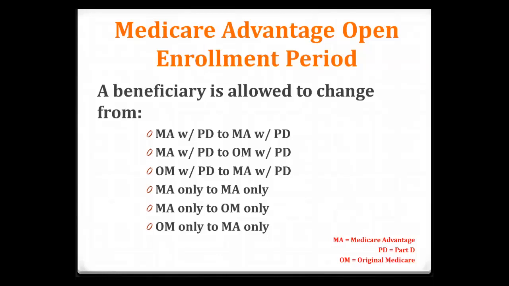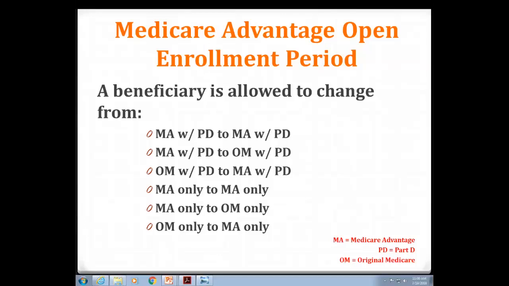Let's see. Question came in. So the AEP, the annual election period, is only for Part D sign-up or changes, and you can change from one supplemental plan to another, or have I missed it? That is actually not correct.